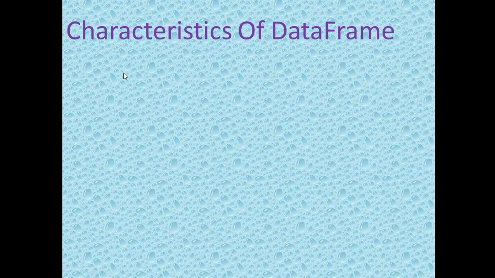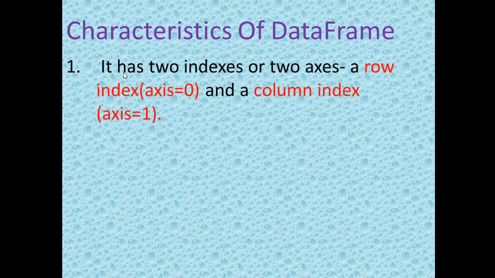The first characteristic is that it has two indexes, because the structure of the data frame is a two-dimensional array type of structure. Two-dimensional means there will be two indexes, the row index as well as the column index. Indexes can also be named as two axes. So it has two indexes or two axes: a row index which represents axis 0 and a column index which represents axis equal to 1.